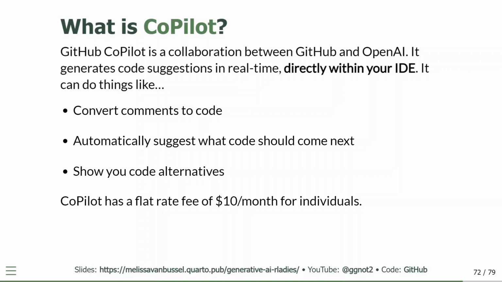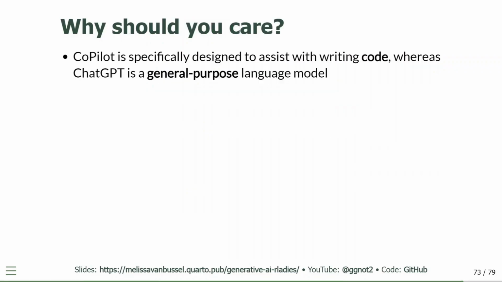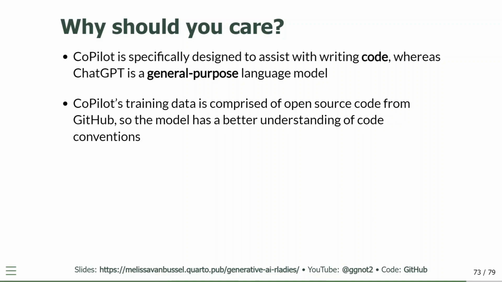In some sense, this might sound really similar to gptstudio, but the keyword here is really this real-time bit. With gptstudio, you still have to do a lot of clicking around, whereas with Copilot, the suggestions are going to pop up as you're typing them automatically without you having to click anything. You might be wondering why you should care, and the reason is because Copilot is specifically designed to assist with writing code, whereas ChatGPT is a general purpose language model. As an R programmer, if you're writing a lot of code, Copilot might be the right choice for you. The model has a better understanding of code conventions because the training data is comprised of open source code directly from GitHub, which makes it a lot more helpful as a pair programmer than ChatGPT.